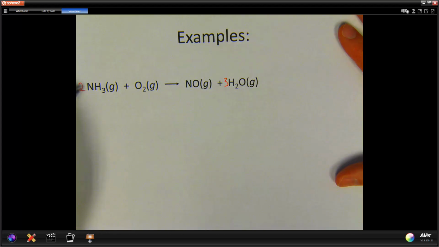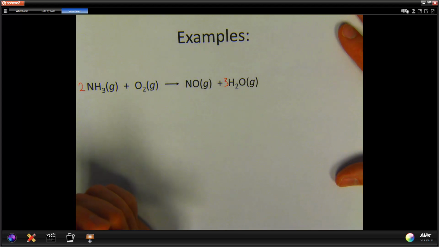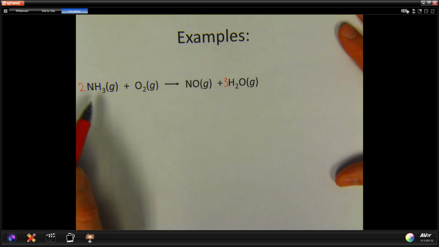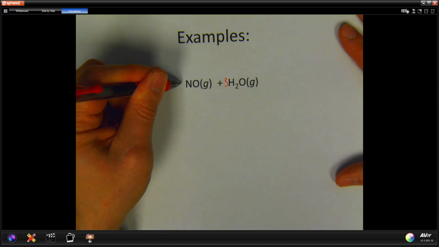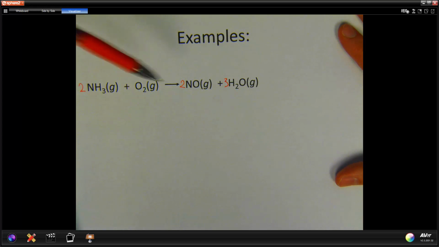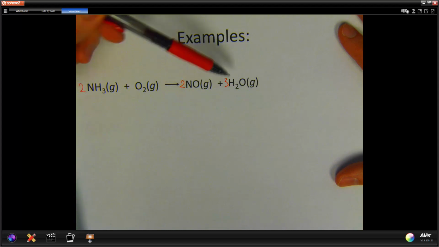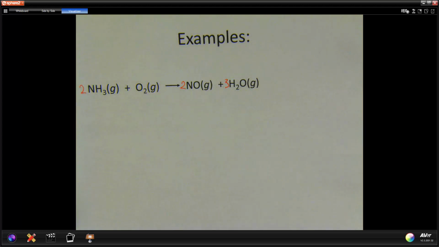So that gives us 6 hydrogen over here. 3 times 2 is 6 over here. So that will balance our hydrogen. Now we have 2 nitrogen, so let's put a 2 in front of the NO. The nitrogen is now balanced. And the only thing left is the oxygen, so it looks like we're almost there. So over here we have 2 plus 3 is 5 oxygen. Over here we have 2 oxygen.